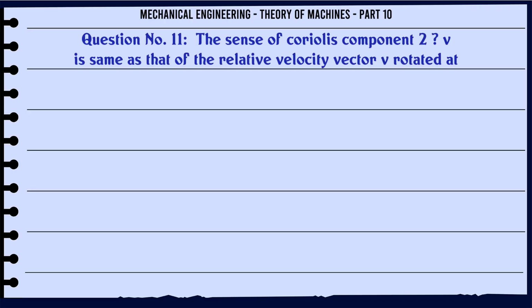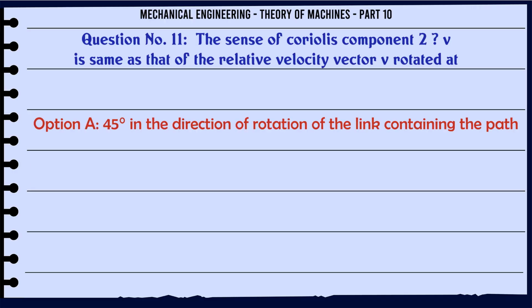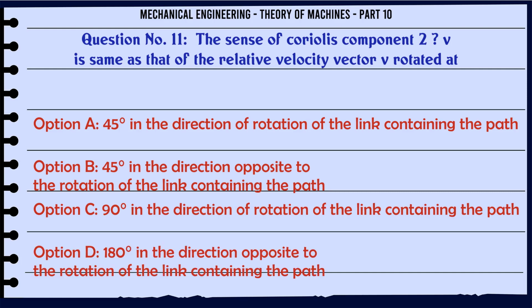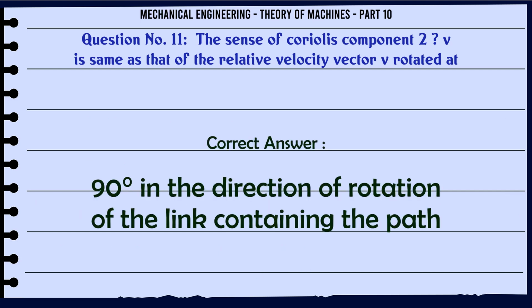The sense of Coriolis component 2ωv is the same as that of the relative velocity vector v rotated at A. 45° in the direction of rotation of the link containing the path. B. 45° in the direction opposite to the rotation of the link containing the path. C. 90° in the direction of rotation of the link containing the path. D. 180° in the direction opposite to the rotation of the link containing the path. The correct answer is 90° in the direction of rotation of the link containing the path.